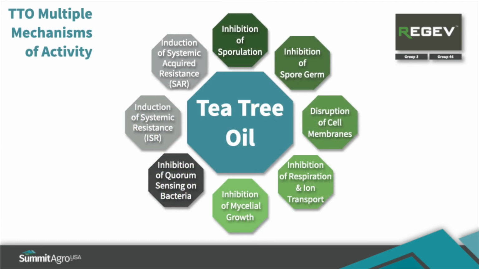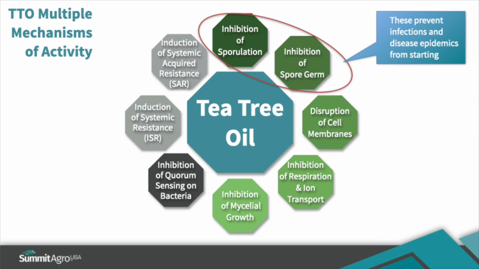So what do I mean by multiple mechanisms of activity? Because tea tree oil contains 8 constituent chemicals, there's activity that inhibits fungal sporulation and spore germination. Tea tree oil also disrupts cell membranes and inhibits respiration and ion transport and fungal growth. Tea tree oil also inhibits quorum sensing, which is integral to the infection process of most plant pathogenic bacteria. And recently there have been publications that reveal that tea tree oil induces systemic resistance and systemic acquired resistance in bananas and tomato plants.